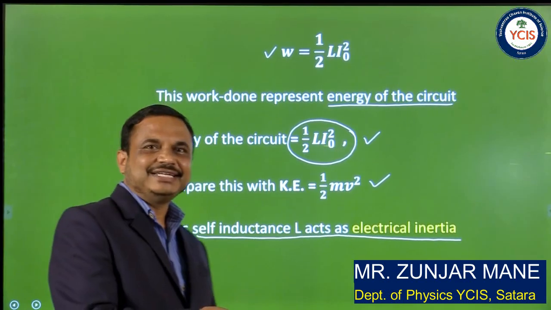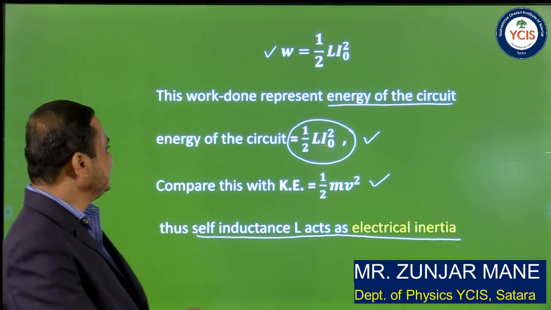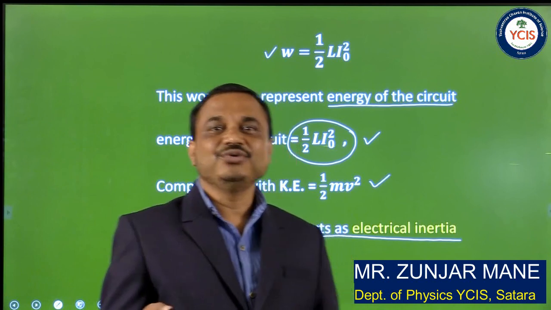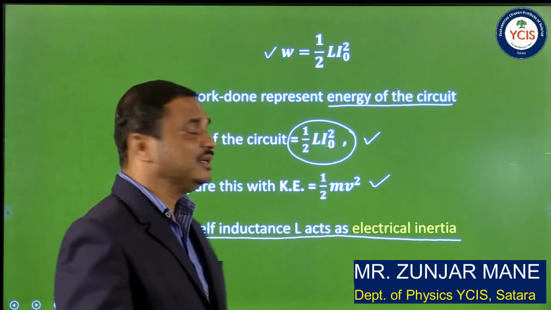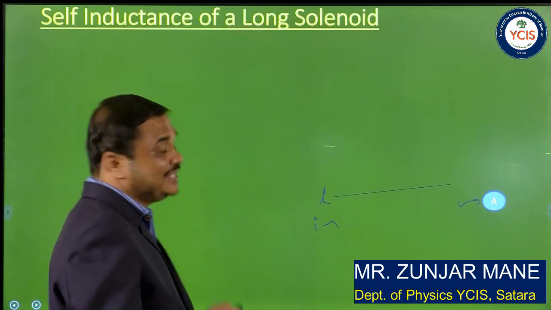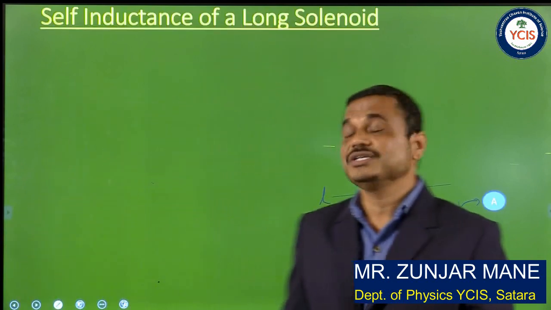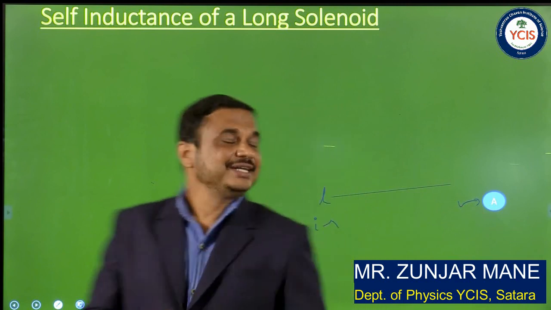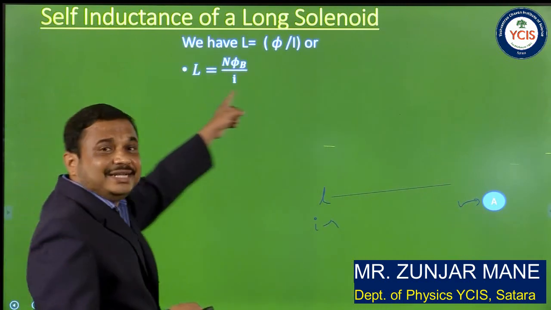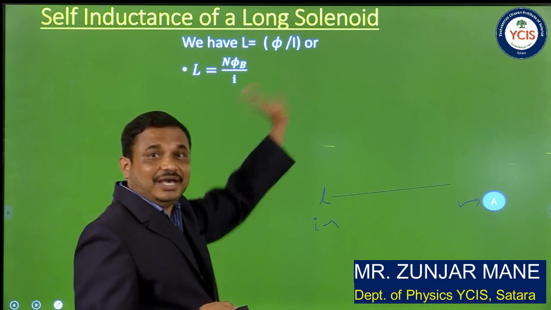So we see that the self inductance acts as an electrical inertia. Now today we are going to derive the different formulas for the self inductance. First, the self inductance of a long solenoid. Let us consider a solenoid. We have L equal to phi upon I.